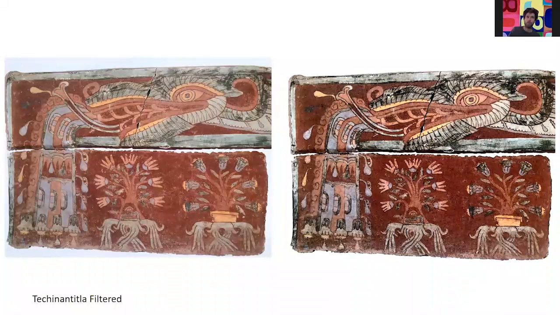So the left is the photo from a book of a fragment that is somewhere in the United States, and on the right is a filter that I put on it. And what are the differences? How does this help us? How does this help us see this image? Or how does it not help us see this image? And how is the poetry different?